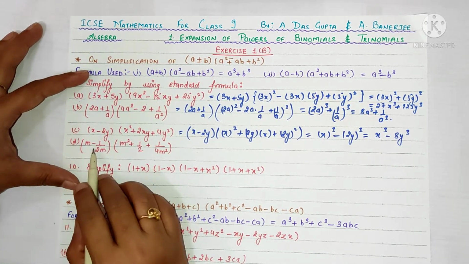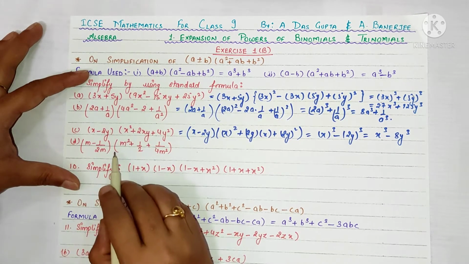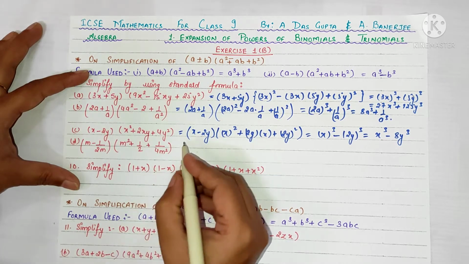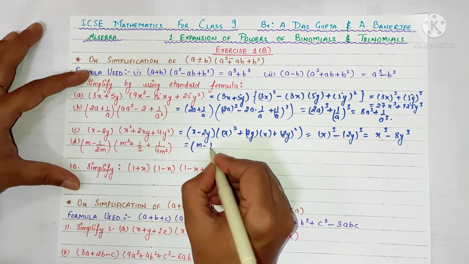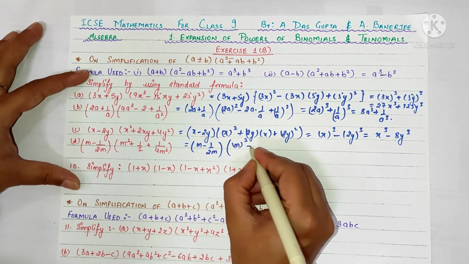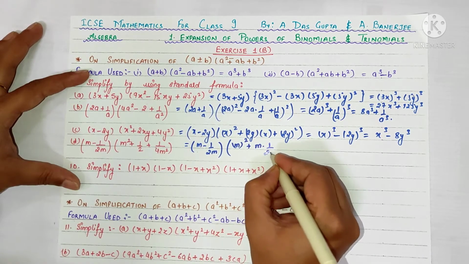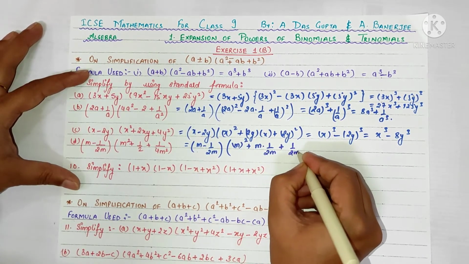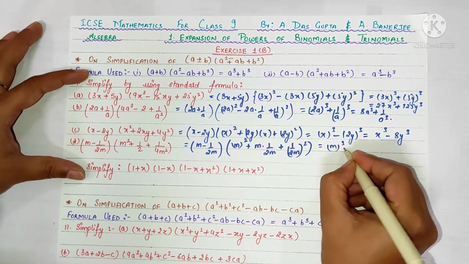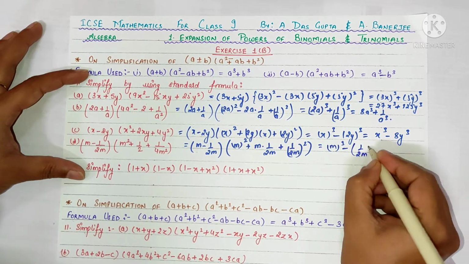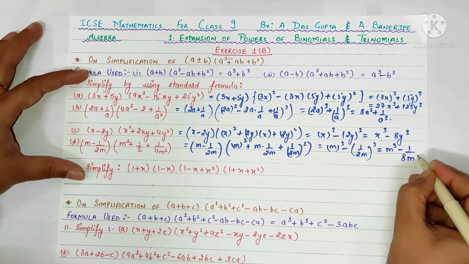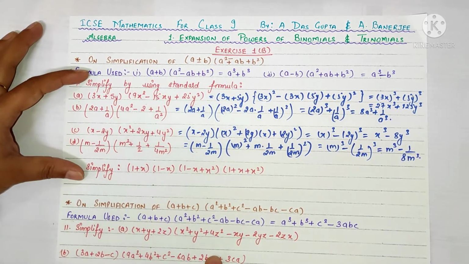Next part is (m minus 1 upon 2m) into (m square plus 1 upon 2 plus 1 upon 4m square). So we can write this as (m minus 1 upon 2m) into (m) whole square plus m into 1 upon 2m plus (1 upon 2m) whole square. So we'll get this as m cube minus (1 upon 2m) whole cube. So we'll write this as m cube minus 1 upon 8m cube. Hence this is the solution.